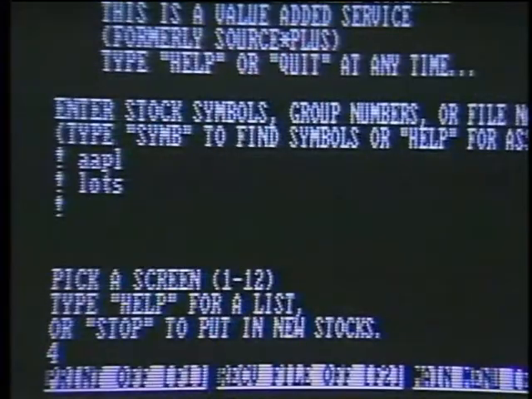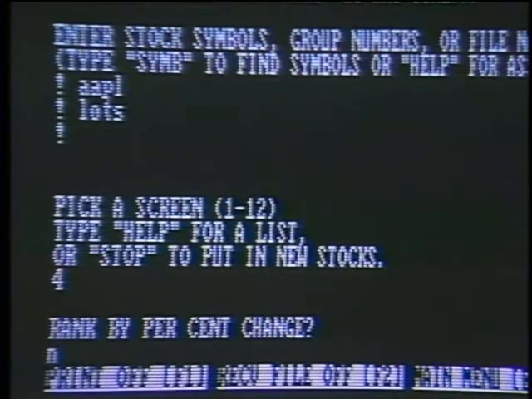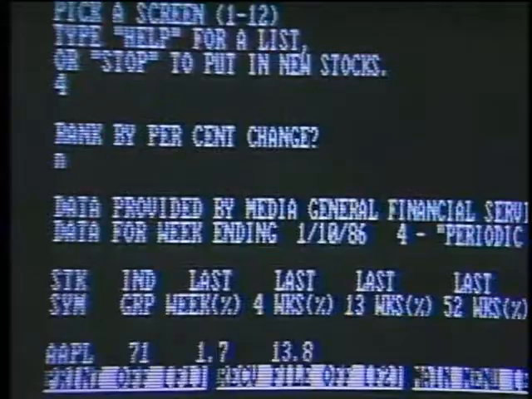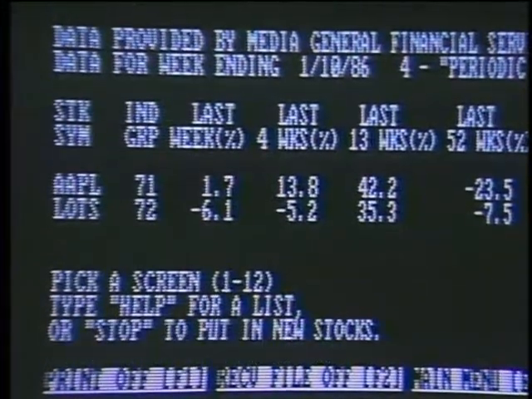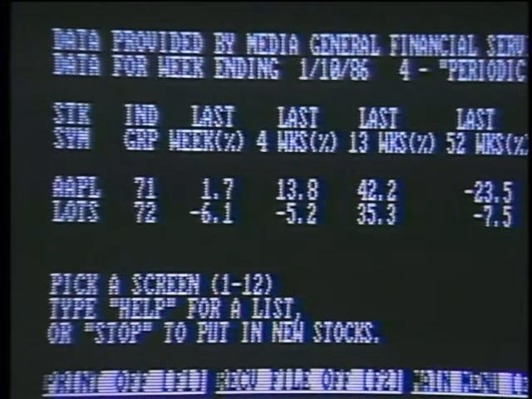Well, first of all, let us say that I'm interested in knowing how these securities have performed recently. I want to know what happened to them last week, one against the other, and I want to know how they've historically performed. It's asking me whether I'm interested in seeing them ranked in percentage order. With just a few, it isn't necessary. Okay. And it tells me that last week, Apple was up a bit, Lotus was down. The last 4 weeks, the last 13 weeks, the last 52 weeks, year to date.